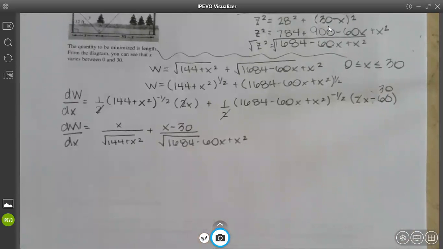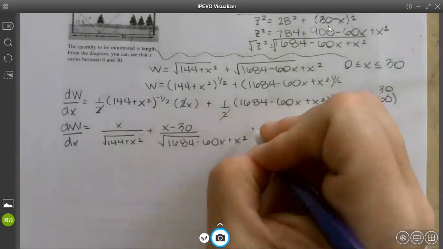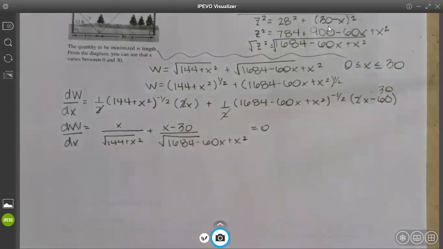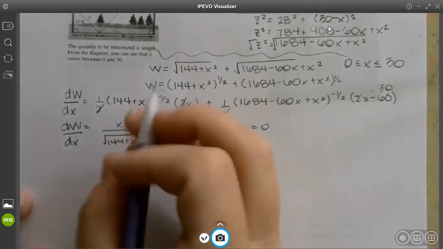How do I find my critical numbers? Equal to 0. It looks like it's going to be crazy. It's not bad at all. Okay, it's not bad. What do I do? Heck, no, we ain't making a common denominator. We are going to subtract and cross multiply. You tell me what your common denominator will be. Yeah, you eventually kind of do, but we're going to cross multiply, so it makes it a little bit easier.